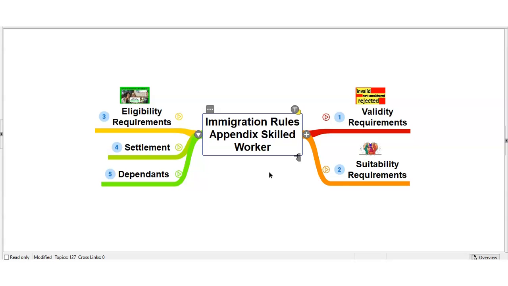So the plan for today's video is to talk about the validity requirements, the suitability requirements, and the eligibility requirements. And then I'll create 2 separate videos explaining the settlement provisions and the rules for the dependents. Okay, so let us begin with the validity requirements.